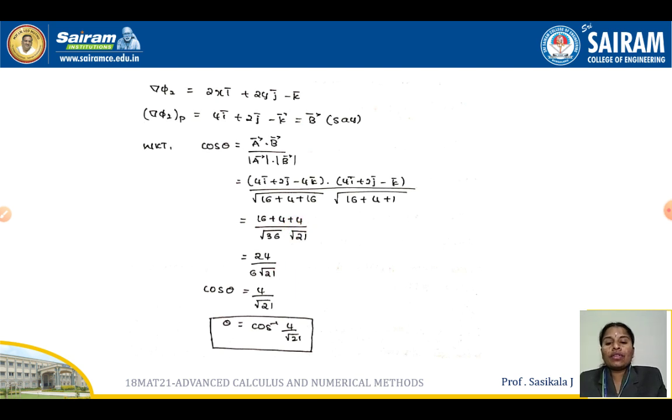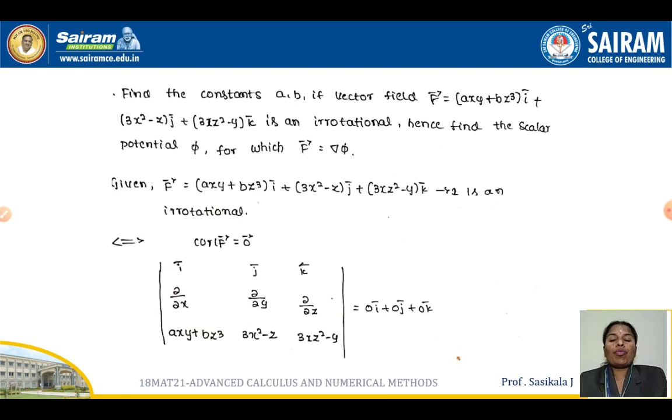So simplify: 24 by 6 I can cancel, you will get 4. So theta is equal to cos inverse of 4 by root 21. This is your answer.